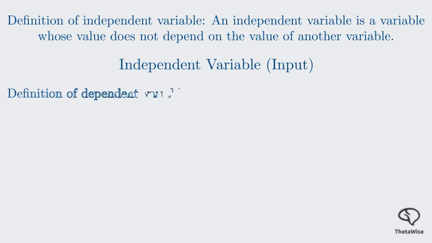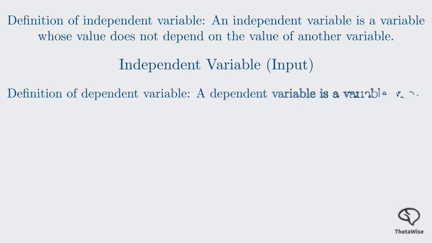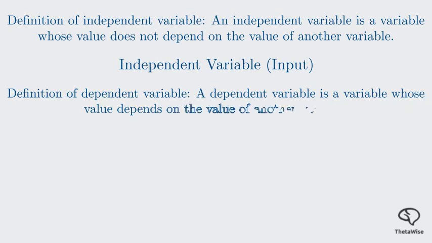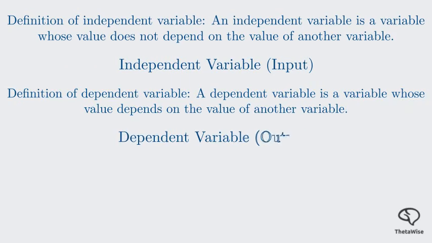Conversely, a dependent variable is one whose value is determined by, or depends on, the value of the independent variable. It's the output. Its value is a result of the independent variable's value.